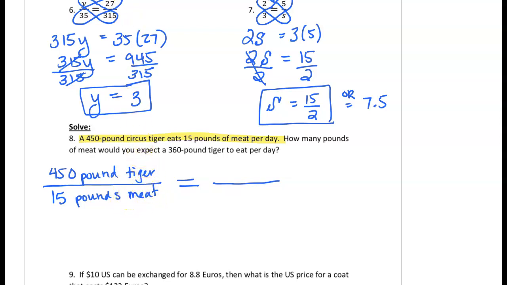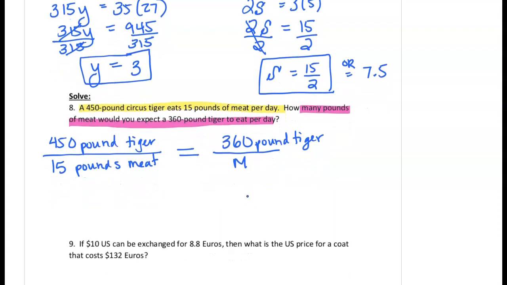So the next sentence given is how many pounds of meat, so food, would you expect a 360-pound tiger to eat? So the 360-pound tiger would follow in the numerator to make sure that it's balanced, similar to our left side. And in the denominator, we don't know how many pounds of meat. Let me use m for meat. And you could use any variable. If you like to use x, you could do that.